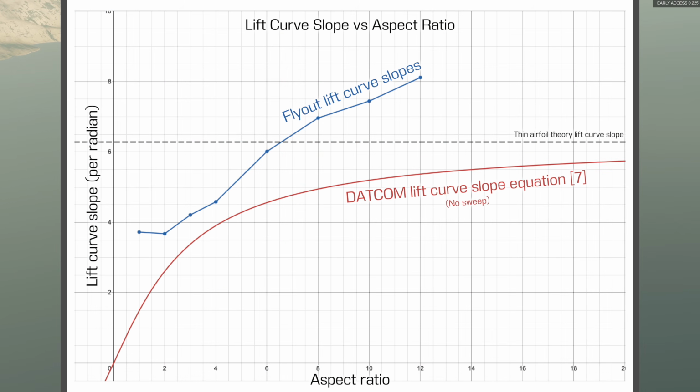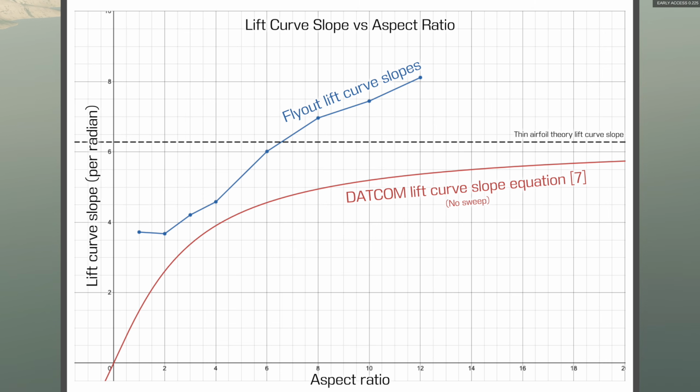This graph plots the slope of the lift curve with respect to the aspect ratio of the wing. The smooth, curved line is from the previously mentioned equation. As the aspect ratio tends towards infinity, it reaches a limit equal to 2 pi, which is the thin airfoil theory lift curve slope. The points above the equation curve are results from testing untapered, unswept wings in Flyout.